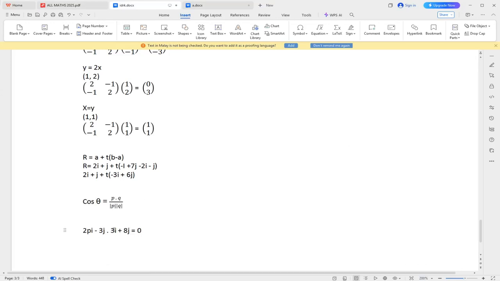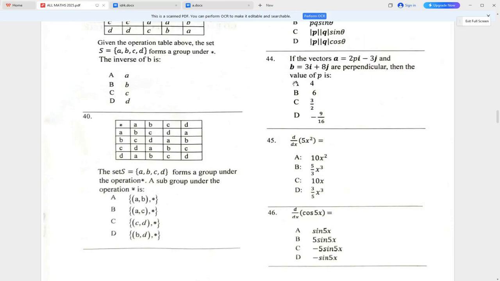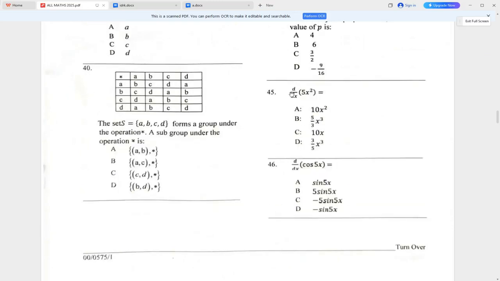For the dot product, we simply multiply like terms, that's the i term by the i term and the j term by the j term. So 2pi times 3i is equal to 6p, and minus 3 times 8 gives us minus 24. This should be equal to 0. If you isolate 24, we get 6p is equal to 24, and dividing all through by 6, we get p is equal to 4. Looking at the answers, p is equal to 4, that's A for question 44.